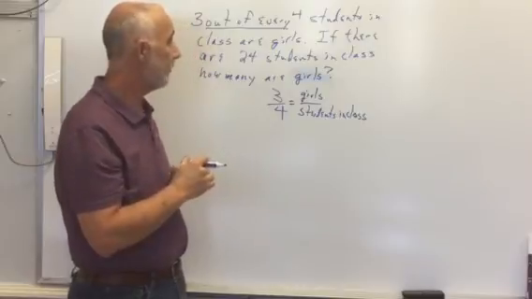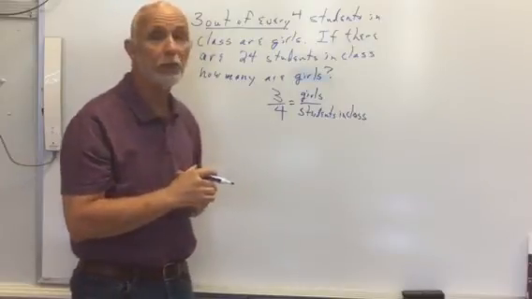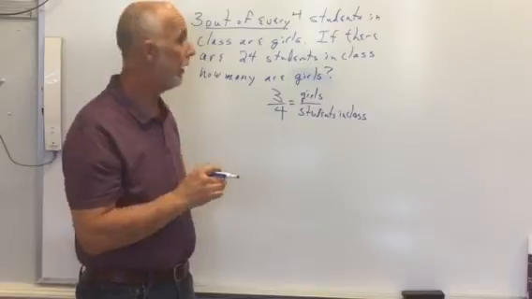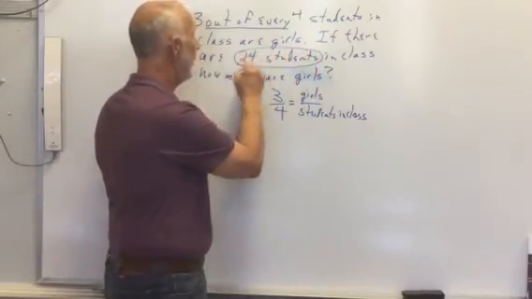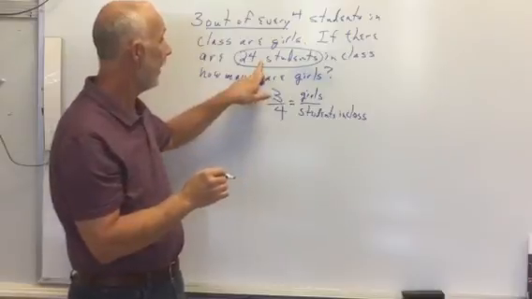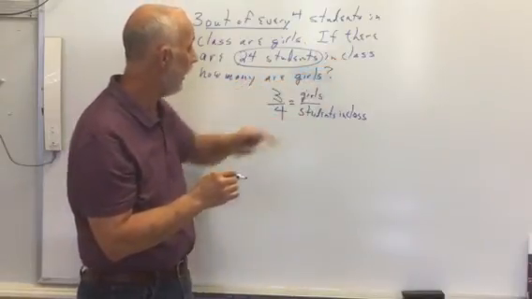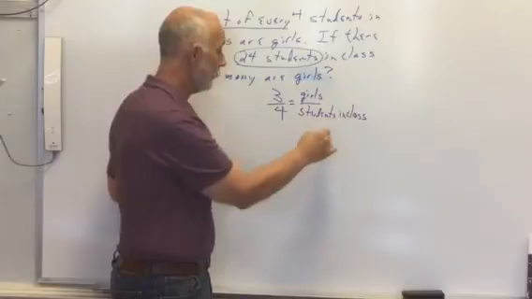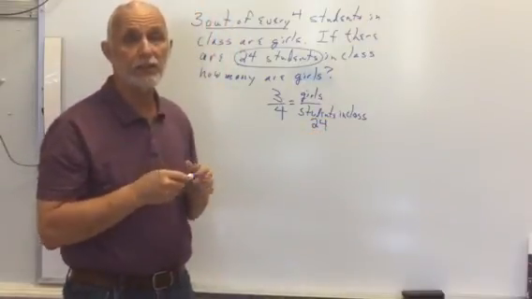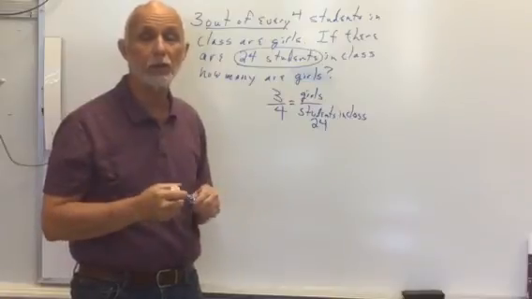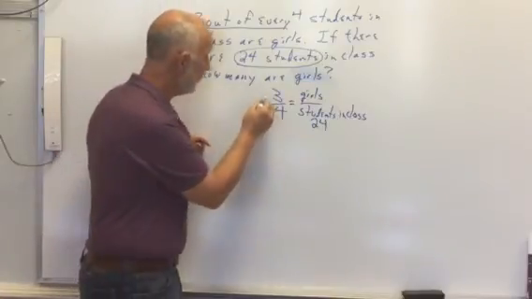Now, the next step is to find the additional information and put it in the appropriate place. What else is given here? 24 students. And where's the appropriate place to put that? Well, it's students in class. So students in class go on the bottom. Once you've done this, the rest of the problem is just like your homework the other night. Cross multiply.